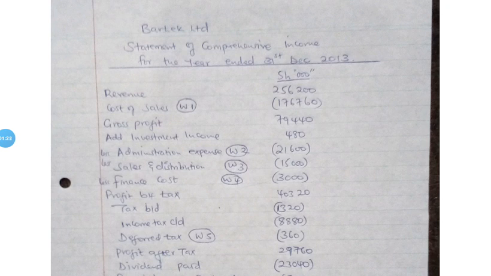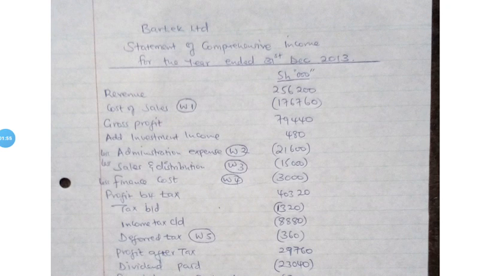Remember, when I was explaining the format, we said that we don't add some items inside the statement of comprehensive income when you are preparing a question on published accounts. You do your workings outside, and here you bring one figure. You just direct the examiner that you have working one, and that is how you got your cost of sales. So let's go to workings.